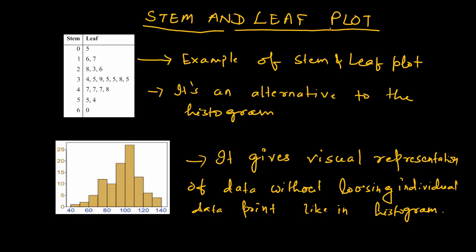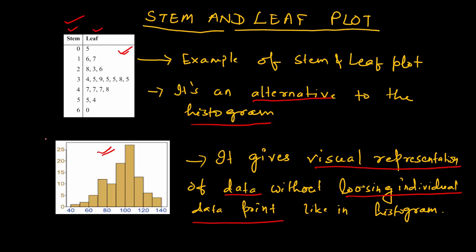What is a stem and leaf plot? It's an alternative to the histogram. It looks similar to a histogram, but it's different, and the histogram and the stem and leaf plot can be used for similar purposes. The stem and leaf plot gives a visual representation of data without losing the individual data points.